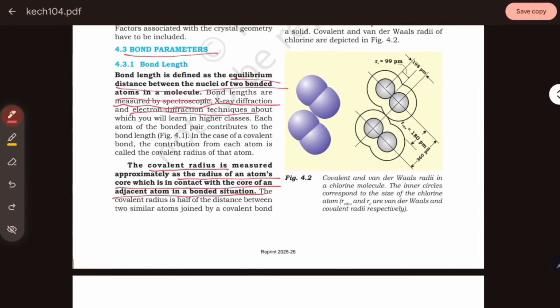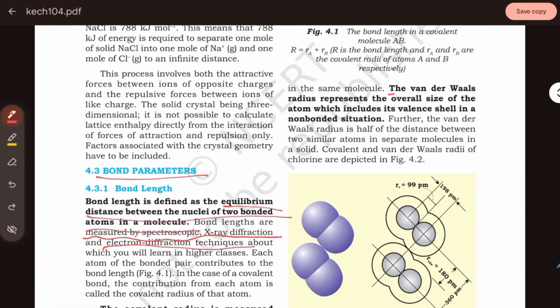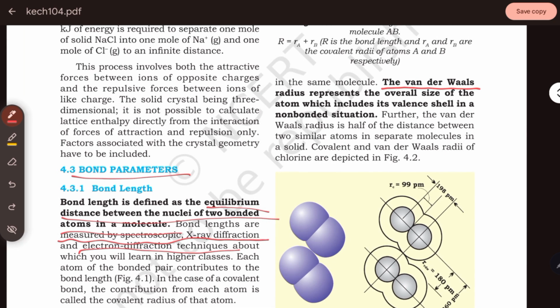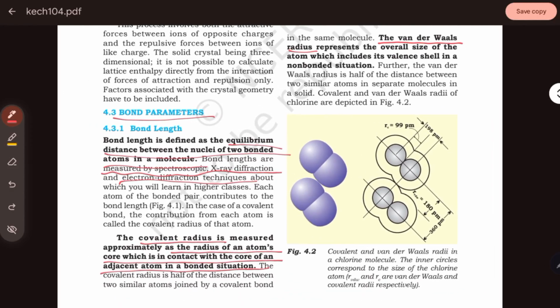Okay, so after this covalent radius, we can see over here van der Waals radius. This part we have actually discussed in the previous unit where you have seen the periodic trends, and we have also discussed it in structure of atom. Please go through the previous videos for better understanding. Van der Waals radius exists between molecules which have van der Waals interaction, and here we can see this is one molecule, this is the other molecule, so it is half of the distance. So the van der Waals radius is half of the distance between two similar atoms in separate molecules in a solid.